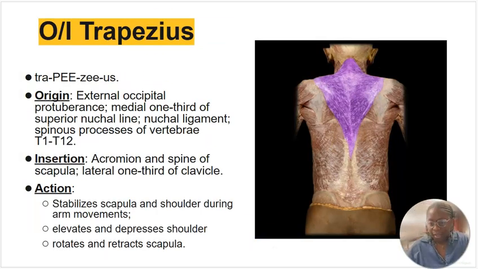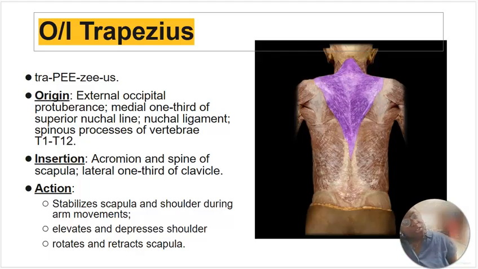Now we have trapezius. Oh, I love this muscle. It's a huge back muscle, spindle shaped. And just note, we have a lot of origins here. The external occipital protuberance, which is a bony, rough part of the bone. We have the medial third of the superior nuchal line, that nuchal ligament sitting at the posterior part of the neck. We also have the spinous processes of the vertebrae T1 through T12. So basically all of the thoracic vertebrae, trapezius is covering them, or originating from them.